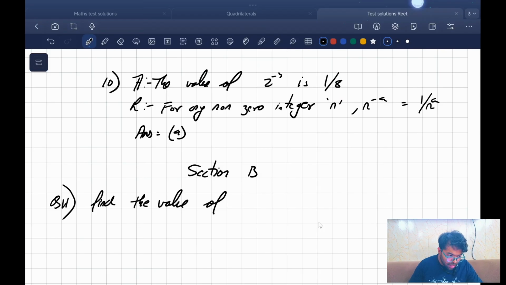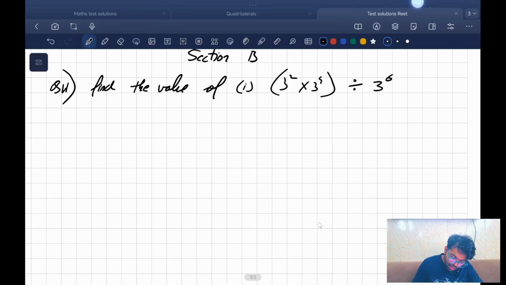ऑफ तुम्हारा नंबर 1. 3 to the power of 2 multiplied by 3 to the power of 4 divided by 3 to the power of 6. इसको एक लाइन में लिखना कैसे सिखाया मैंने? 3 to the power of 2 plus 4, डिवाइड मतलब क्या हो जाएगा? माइनस से. गलत हो गया ना?